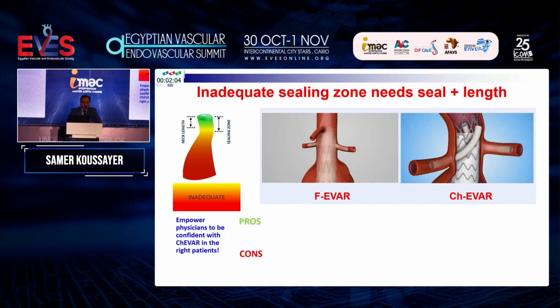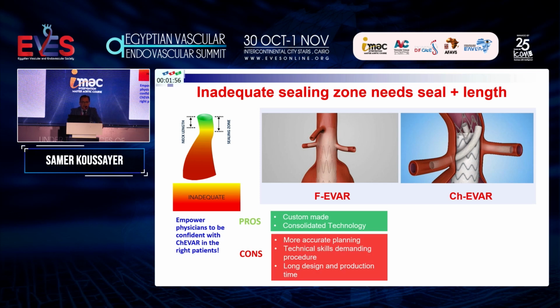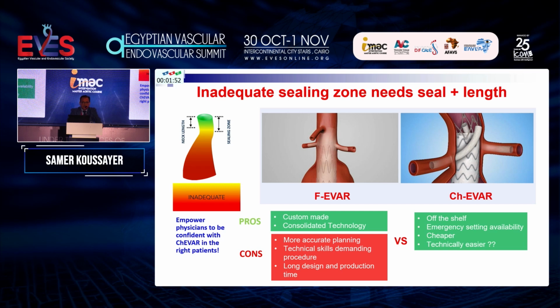How do we decide? Of course, BVAR is the best. It's our first option. It's a solid technology. We have very good results with FEVAR. But sometimes it's more expensive and needs more technical skills, whereas CVAR is good for emergency cases, and quicker. But the problem with CVAR is that you have to deal with gutter leaks.